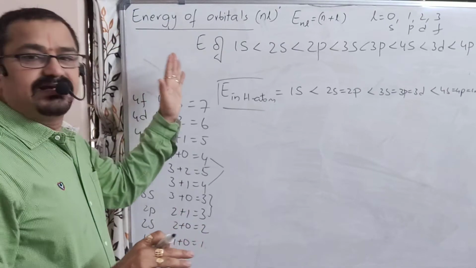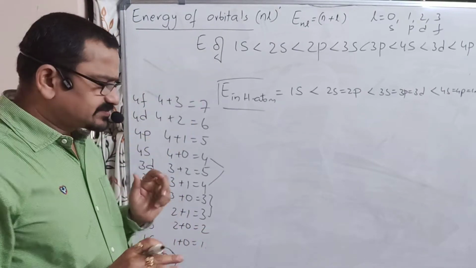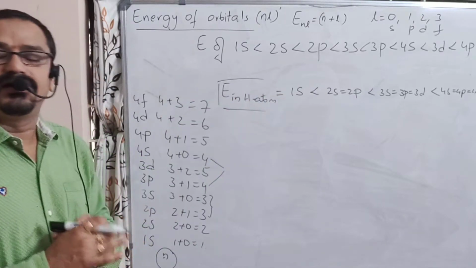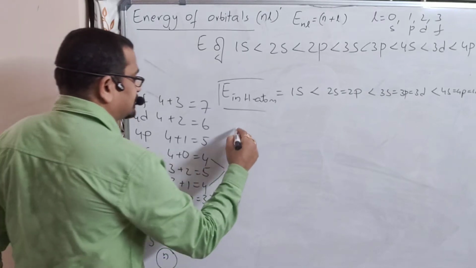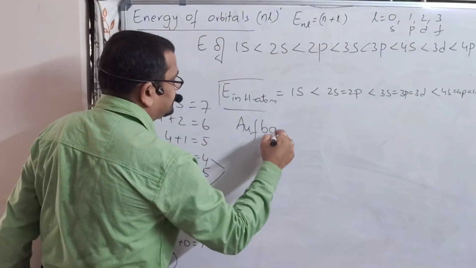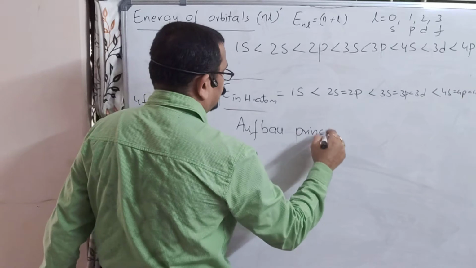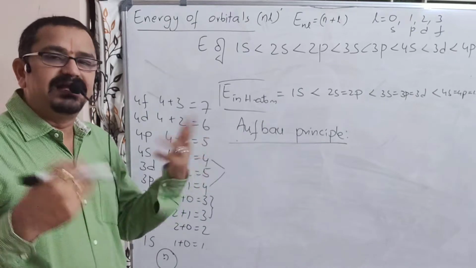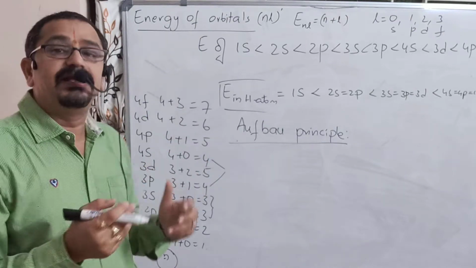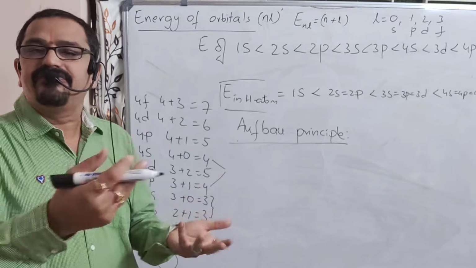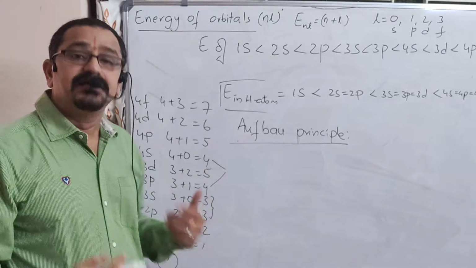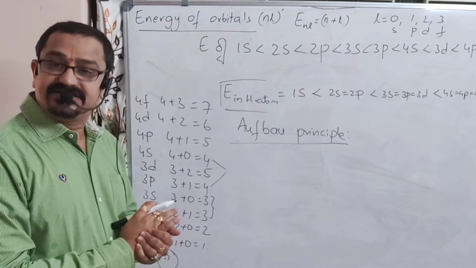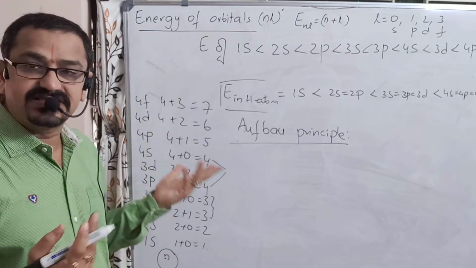So using this energy of orbitals, the order of filling electrons in these orbitals was given by the Aufbau principle. Aufbau means to build up, building up. So it is while building up of an atom. What does the Aufbau principle state? While building up of an atom, electrons occupy the orbital with least energy first. Electrons occupy the orbitals with the least energy.